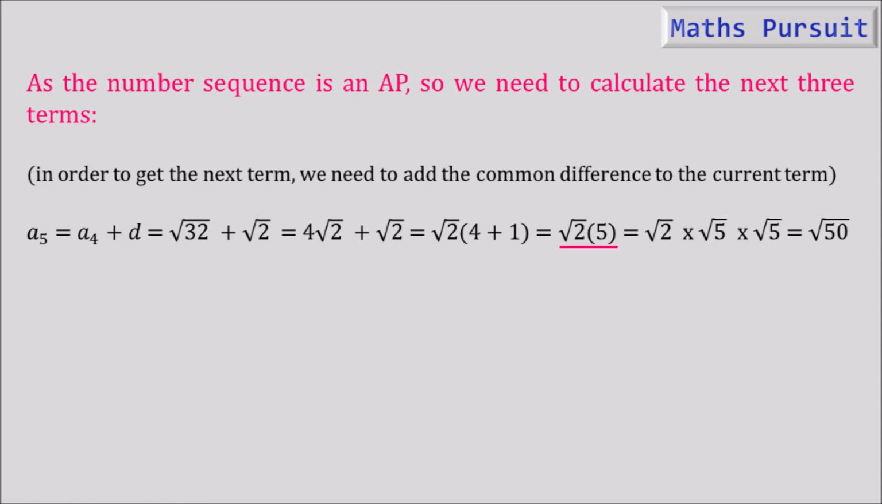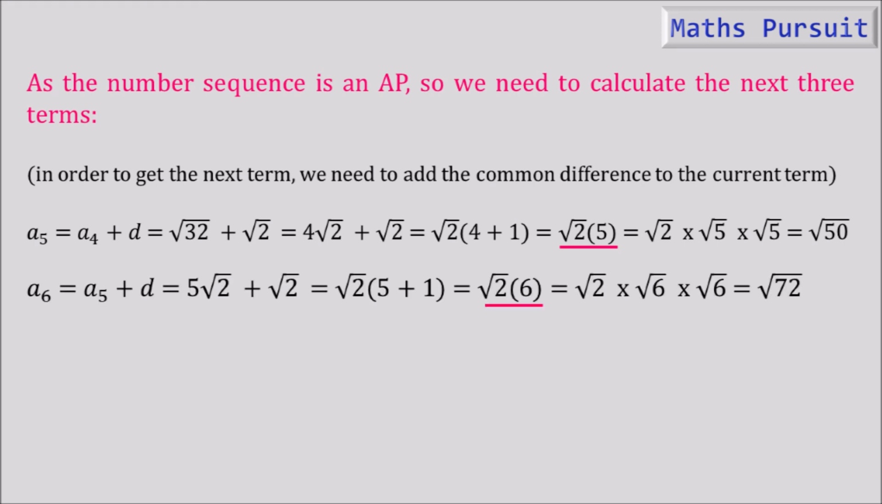That is equal to root 2 into 4 plus 1, because taking root 2 as common, we are getting root 2 into 5. Or directly we can say 4 root 2 plus root 2 is equal to 5 root 2, and 5 root 2 would have been our answer. But just to match this answer to the given answer of the book, what we can do is break this 5 as root 5 into root 5. So we are getting root 2 into root 5 into root 5, which is nothing but root 50.